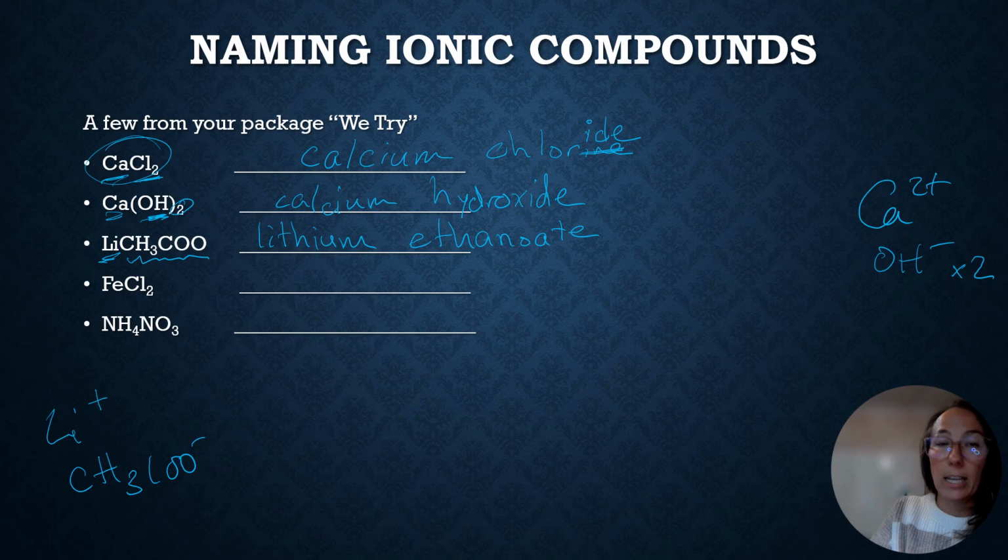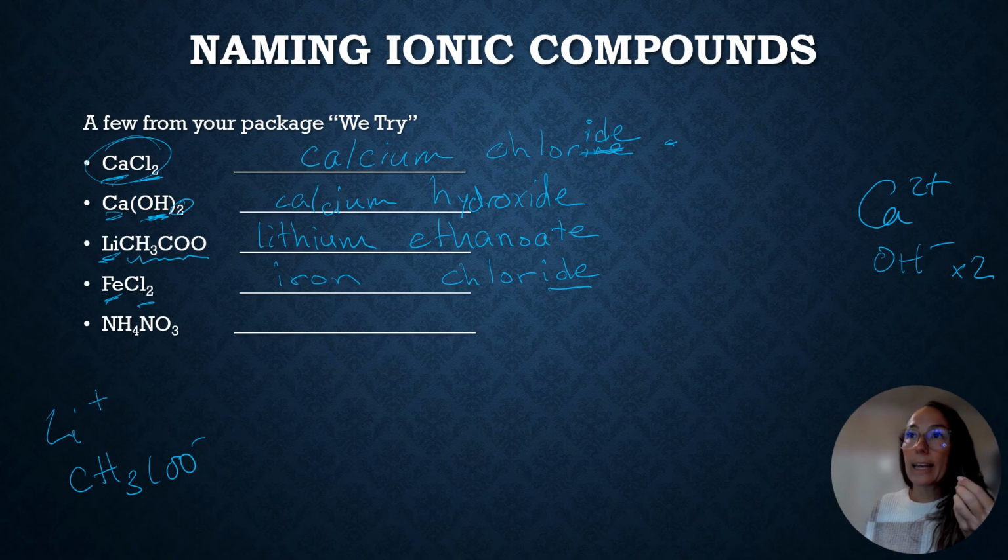Here we have Fe and Cl2. I look up what Fe is called, and it's called iron. And I look up my Cl, and it's chlorine, but I'm going to change the name to -ide, just like I did up here in question 1. Now, we need to add a little layer here, though. Because if you look at your periodic table, it tells you that iron can be multiple charges. So if it can be multiple charges, the name has to include which charge is this one.